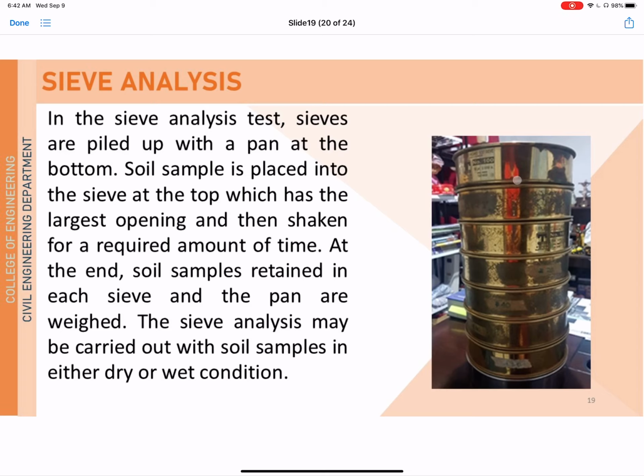So let's say this one is number 4, the one I showed you earlier that has a 4.75 millimeter opening, and then this is a series of sieve sets where the opening decreases, and at the bottom is the pan. So all we have to do is put the soil sample here on top, and then shake it, or put that in a sieve shaker, and of course the soil that is smaller than the opening will go down and down and down.